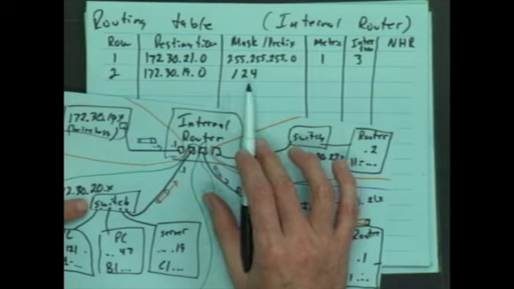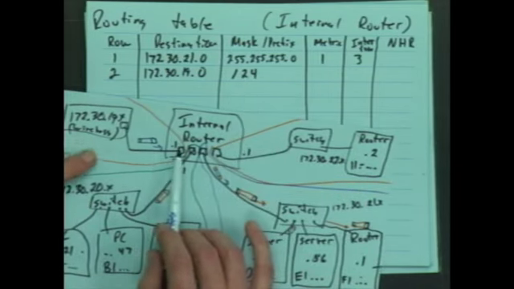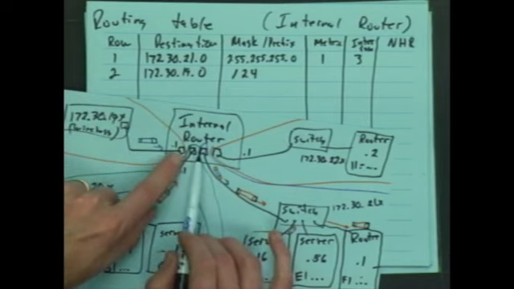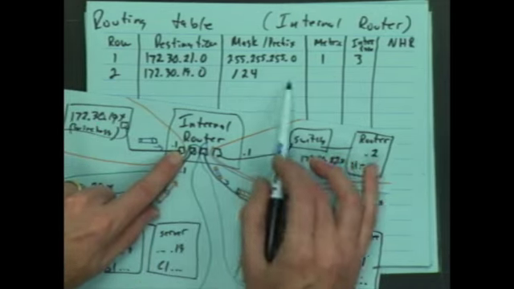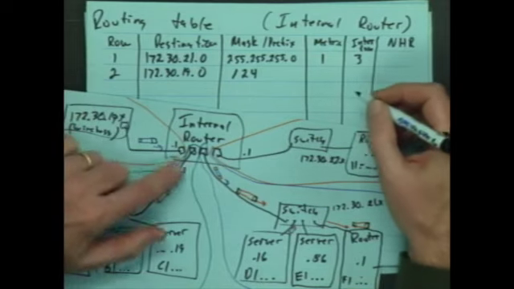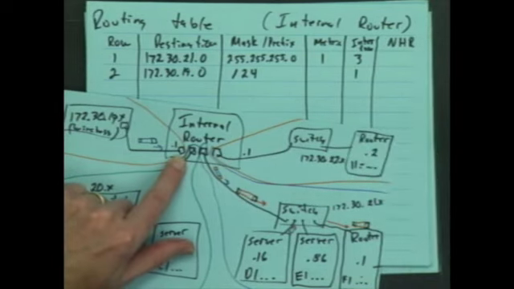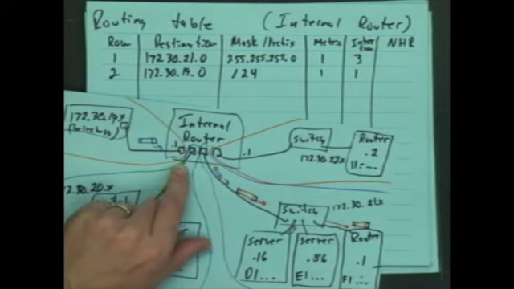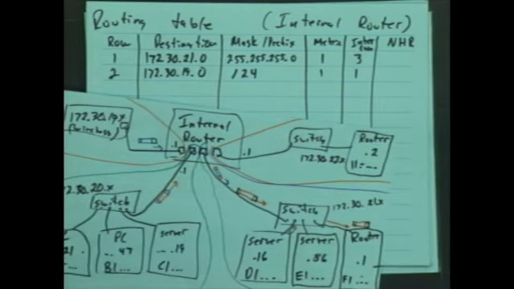And it's actually while you're typing in the IP address. So when I was configuring this router, I would have just typed in 172.30.19.1 and then put a /24. And it would also know, because I was configuring that interface, it would know that that was interface 1. And the metric here is also 1, because it's connected to that router.